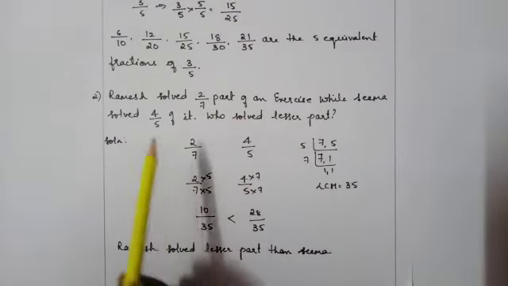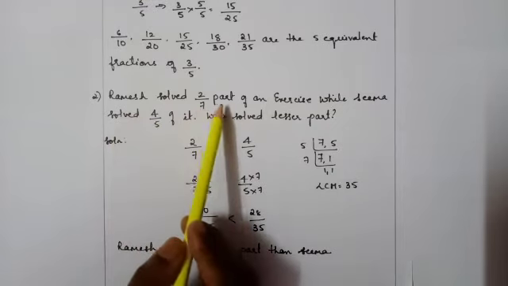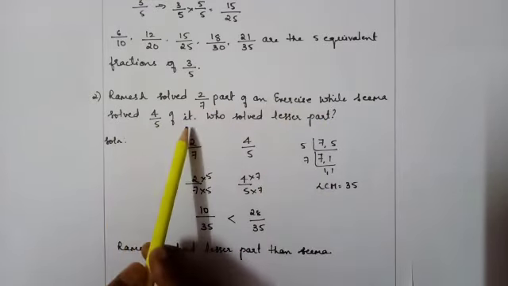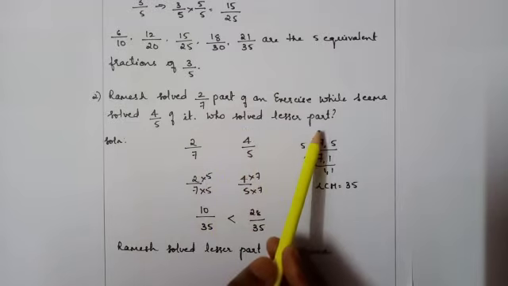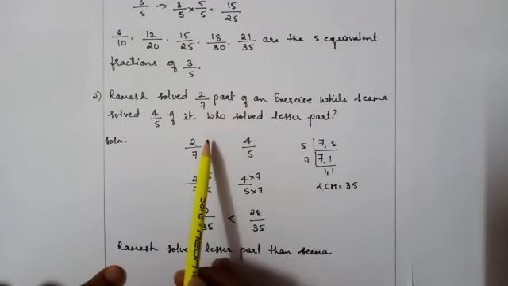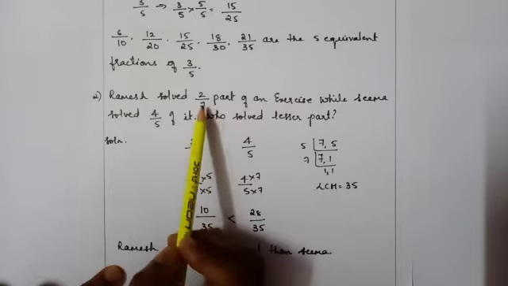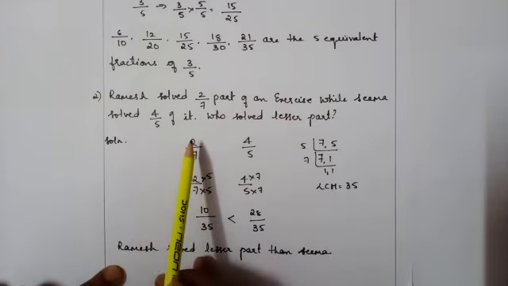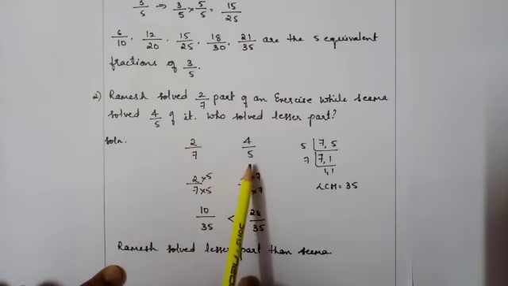The next problem, Ramesh solved 2 by 7 part of an exercise while Seema solved 4 by 5 of it. Who solved lesser part? Here, we are supposed to identify which fraction is greater, whether it is 2 by 7 or 4 by 5. That means we should compare 2 by 7 and 4 by 5, and we have to say which is greater.